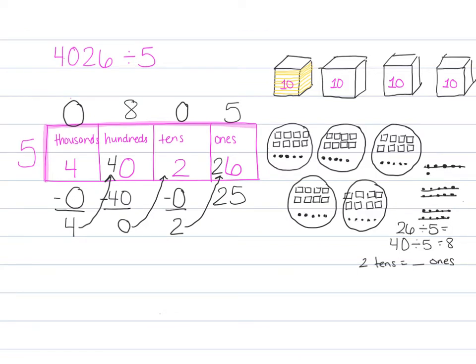How many is left over? 26 minus 25 is 1. And here we can see we have 1 remaining. So here's our 1 remainder. When we have 1, we call it 1 remaining.